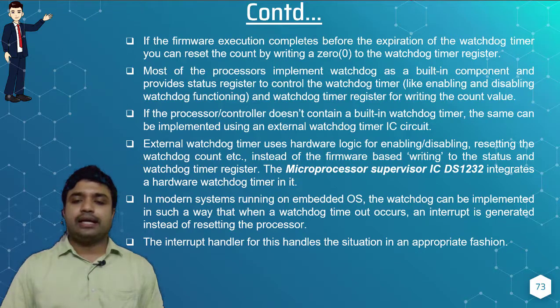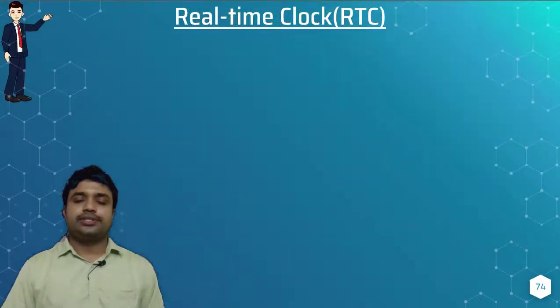So what happens with the watchdog timer response is that it is identified as an interrupt, and automatically the interrupt handler mechanism will take over the interrupt conditions and do the necessary actions. Okay. So the next is the real-time clock, in short the RTC unit.